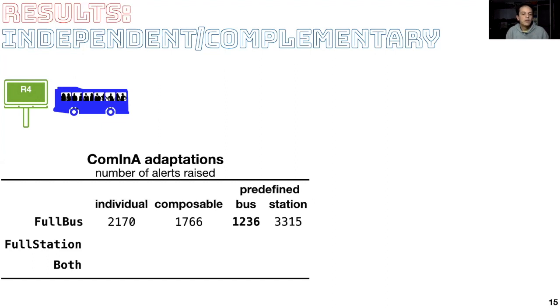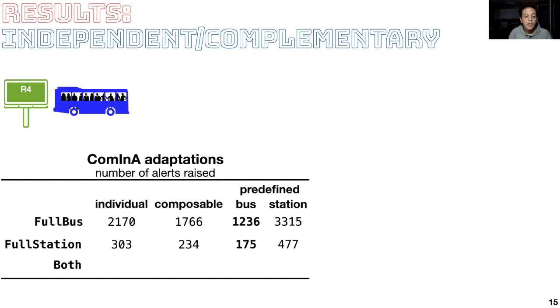So if we take into account first the full bus adaptation using the ComINA technique, choosing in the first two columns, choosing first the individual adaptations, so choosing just the full bus adaptation, or composing the full bus adaptation with the full station adaptation dynamically, we observe that the number of alerts raised by the system is higher than the number of alerts raised by the system using a predefined composition mechanism, as it works with context-oriented programming. So here, having fewer alerts is a better result.